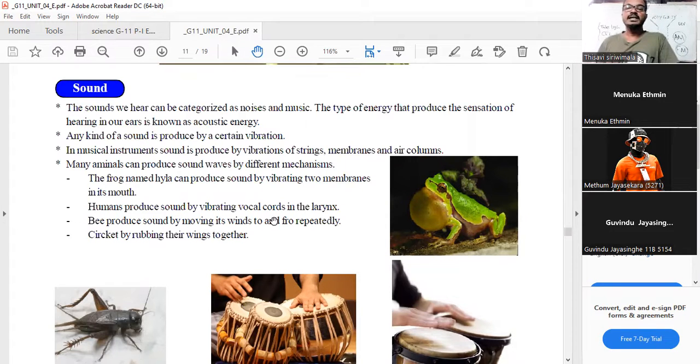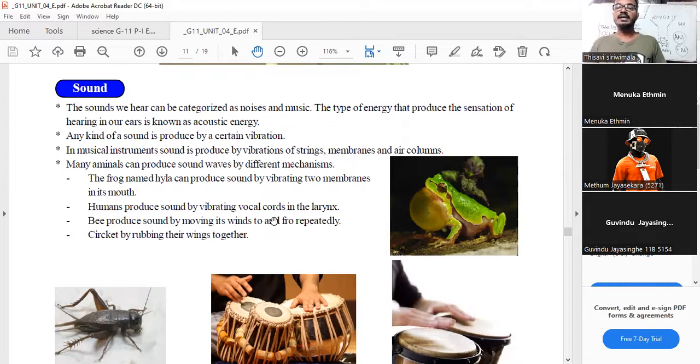Any kind of sound is produced by a certain vibration. In musical instruments, sound is produced by vibration of strings, membranes, and air columns. There are three basic types of musical instruments, and we'll be studying about them later. Many animals can produce sound waves by different mechanisms. We are producing sound by the vibration of the vocal cords. Apart from that, different animals can also produce different kinds of sound by different methods.